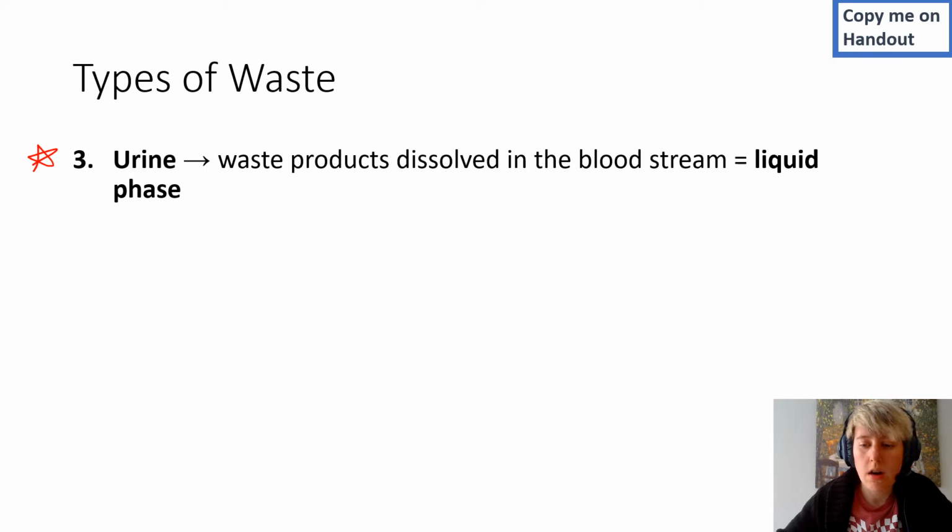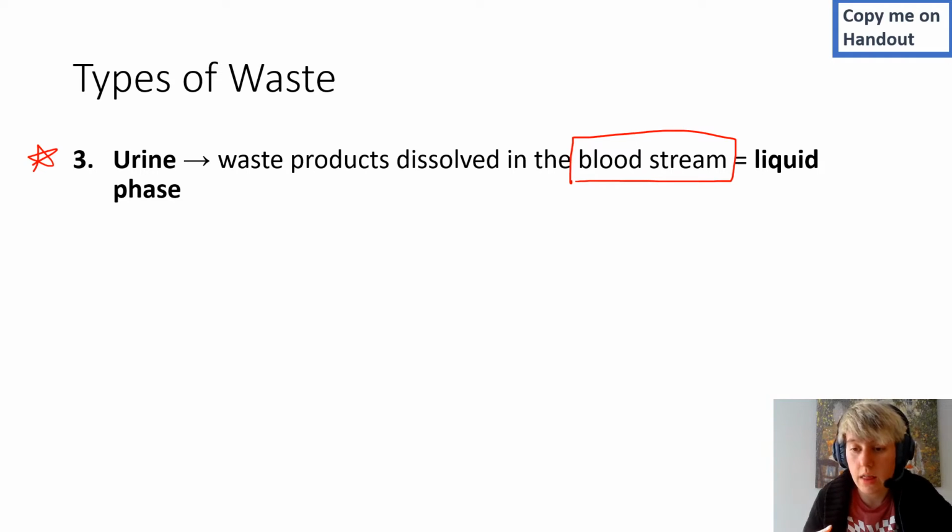And urine is basically waste products that are dissolved in the bloodstream. So this can be anything from waste products from cellular respiration. This can be anything of breakdowns of different molecules in the body that were circulating in the bloodstream. And this is a liquid phase.